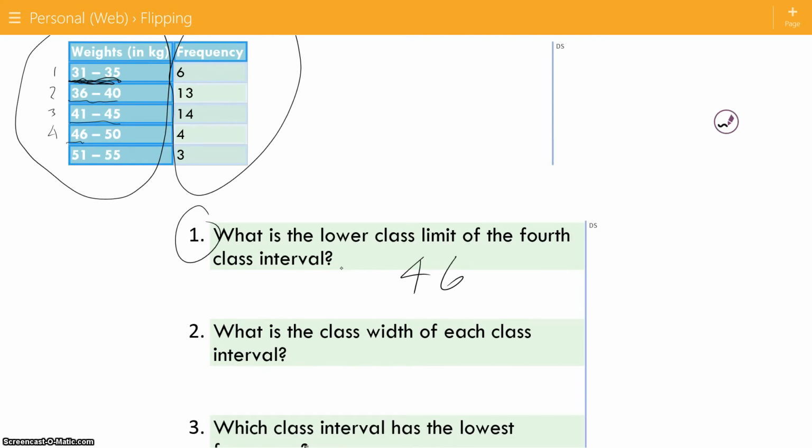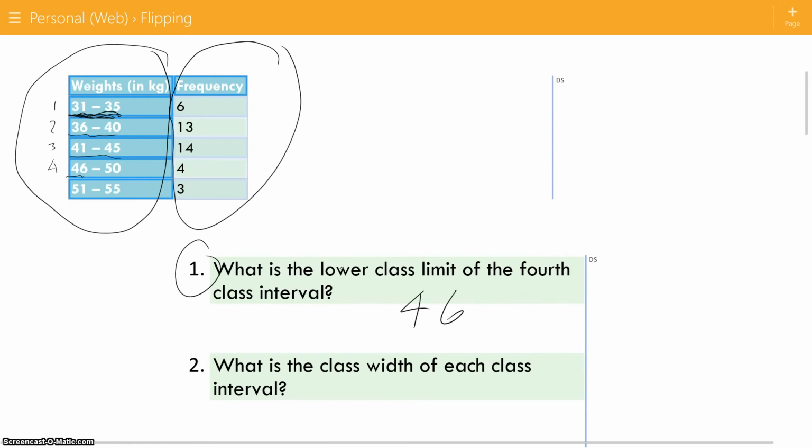What is the class width of each class interval? All right, so this one is a little tricky. When I think of the class width, probably our first inclination would be to say, I look at my first one here, 31 to 35. Well, 31 to 35, that's 4, so it would be 4. However, that is not the case. Do not get all confused with this. Do not be all freaked out.